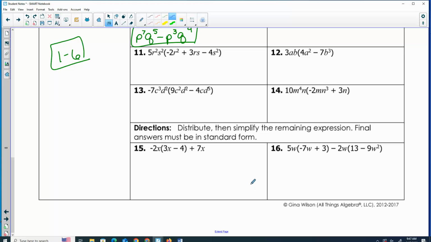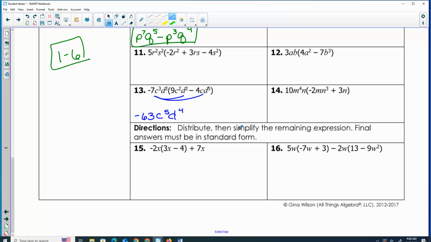Alright, so when we were working with these, we were talking about distributing and following our rules for multiplication. So when we multiplied, we added our exponents. If I look at number 13, when I distribute this, you do the negative 7 times 9, which is negative 63. With our variables, you have 3 c's and 2 c's. So 3 plus 2 gives you 5 altogether. With your d's, you have 2 here and 2 here. So you add those and it gives you 4 altogether.